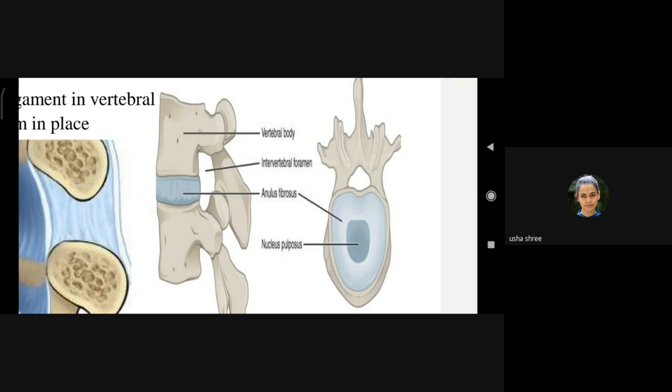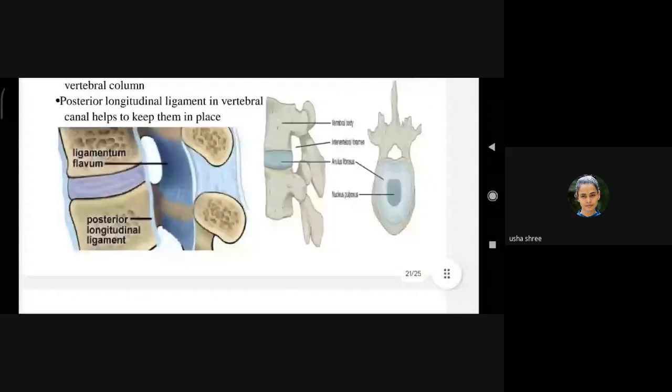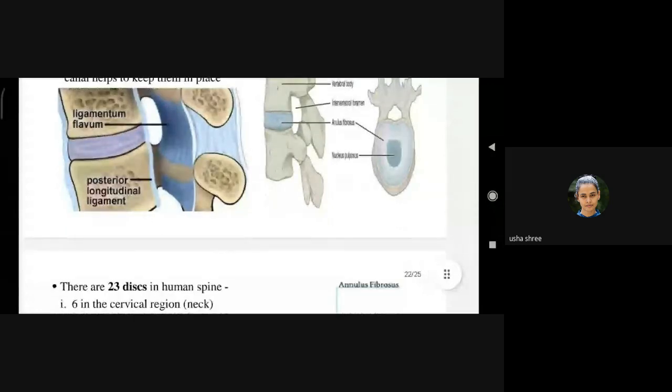The name of this fibrocartilage is annulus fibrosus. Is it clear now? The structure of intervertebral disc.